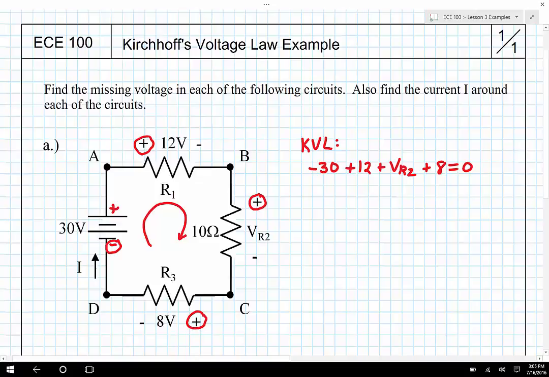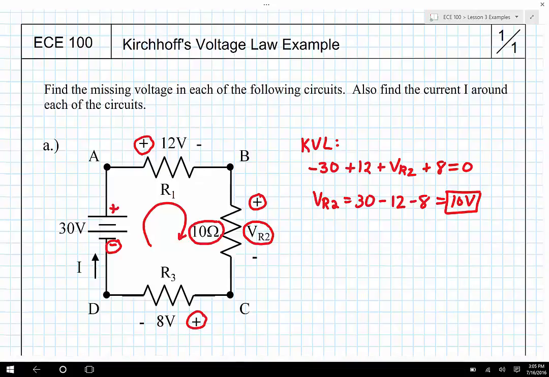And so then I can solve this equation for VR2. VR2 is going to be 30 minus 12 minus 8, which turns out to be 10 volts. And then furthermore, we were also asked to find the current I around the circuit. Since I now know V sub R2 is 10 volts, I can calculate I, because if I know this voltage, VR2, and the resistance that accompanies it, then I can easily calculate the current by using Ohm's law. Notice that I can't use R1 or R3 because I don't know those resistor values. Of course, once I find the current, I could calculate those resistors, but I'm not asked to do that.